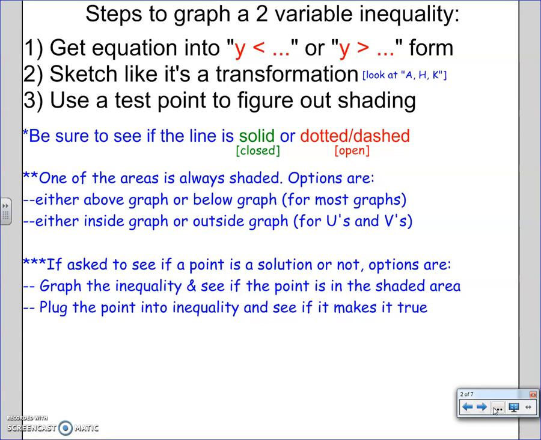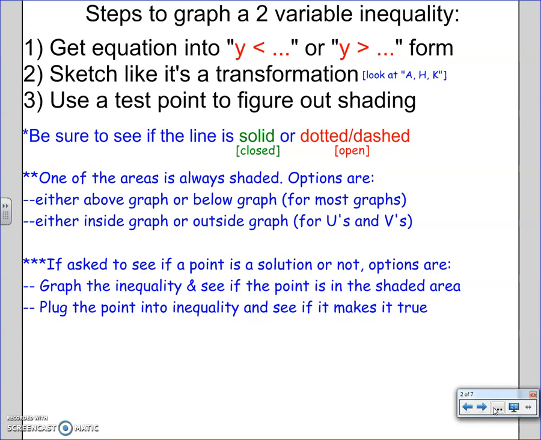Look at the AHK, and then once we have the picture, we use a test point to figure out where to shade. So make sure you see if the line is solid, closed, or if the line will be dotted or dashed because it's open. Also remember, there's always one area shaded. So your test point doesn't have to be in the correct spot. We have to test a convenient point.